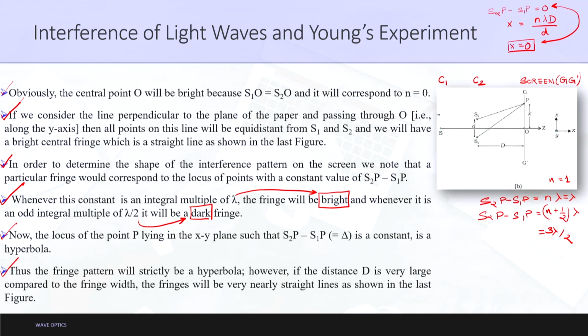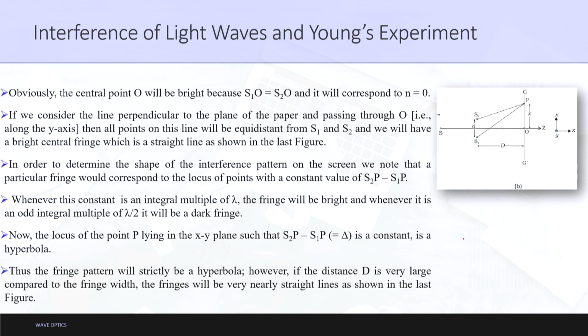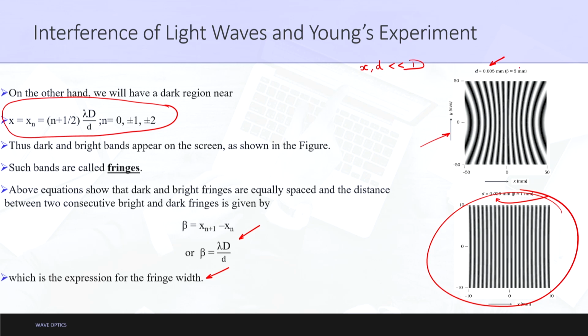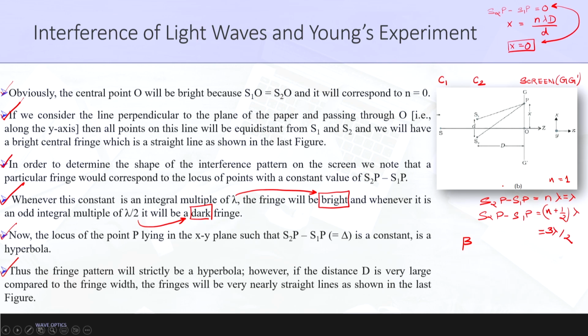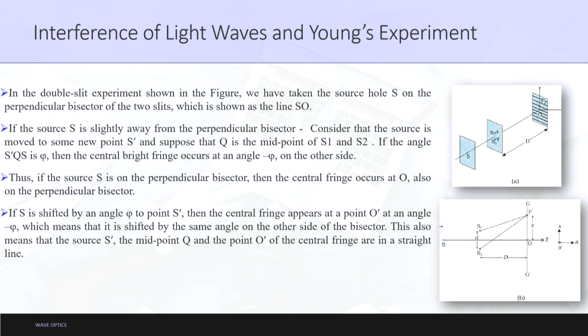However, if the distance capital D is very large compared to the fringe width, so what is fringe width here? Fringe width is nothing but small b. In this case, the fringe width was very large, which is 5 mm, and in this case it was small, which is 1 mm. So the fringes will be very nearly straight lines as shown in the last figure. So this is also explained to you. This was the final conclusion of this slide. Moving on to the next slide now.